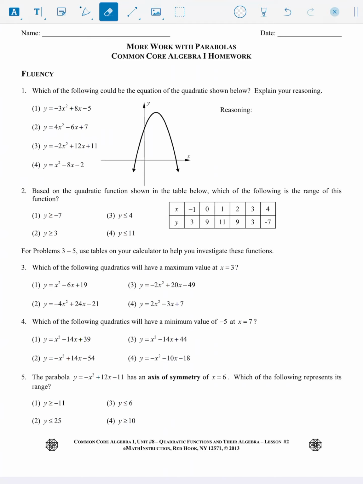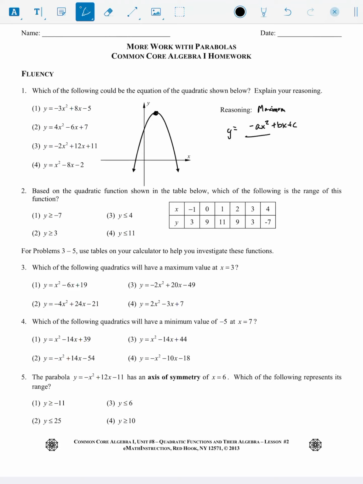So we look at question 1. And question 1 asks us, which of the following could be the equation of a quadratic shown below? Explain your reasoning. Now, there's a couple things I realized right away. 1, there's a maximum. And it's located right there at the highest point of the graph. Now, I know that the equation for a maximum has a negative a squared term, right?